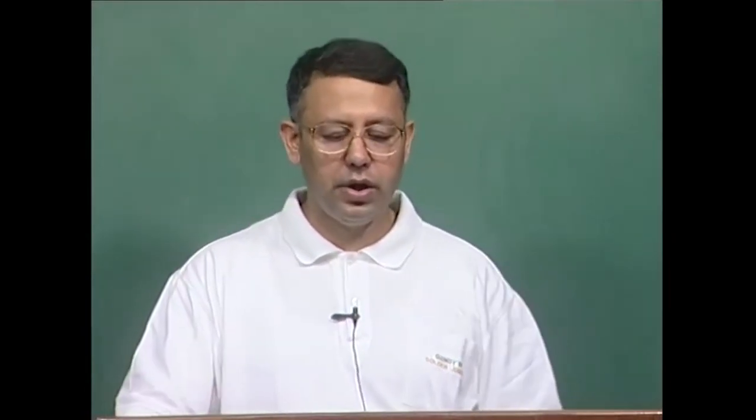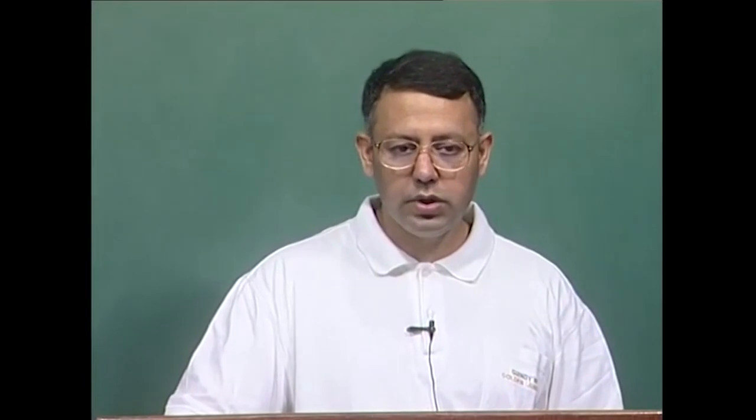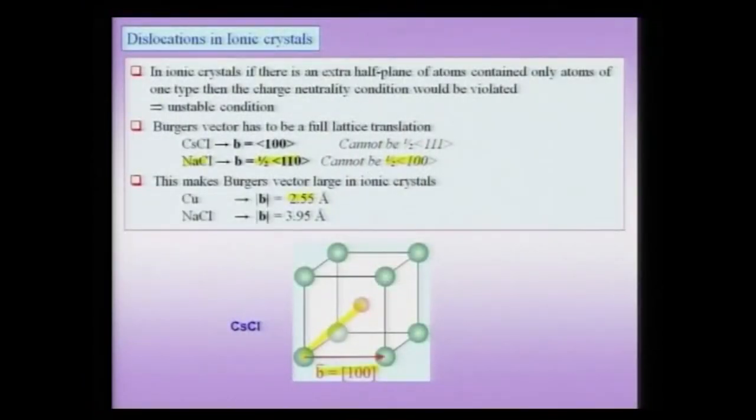even in ionic crystals. The Burgers vectors tend to be large in ionic crystals, and therefore, they cause more energy to be introduced in an ionic crystal. For instance, in copper the Burgers vector is about 2.55 angstroms, if you compare it with sodium chloride it is about 4 angstroms, and therefore, it is a large Burgers vector costing a lot of energy.